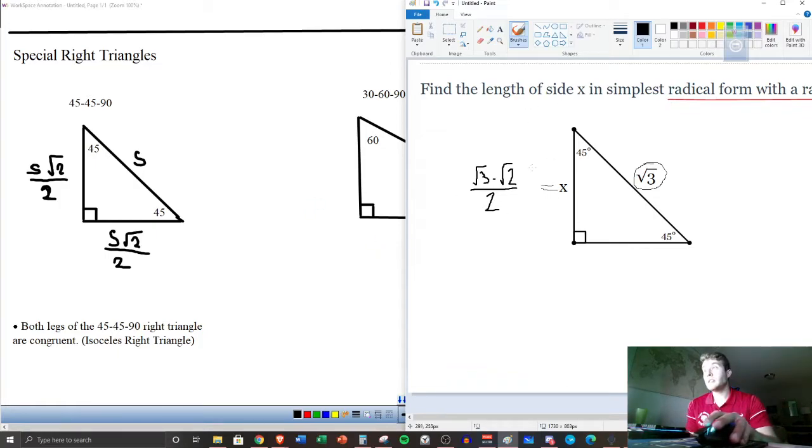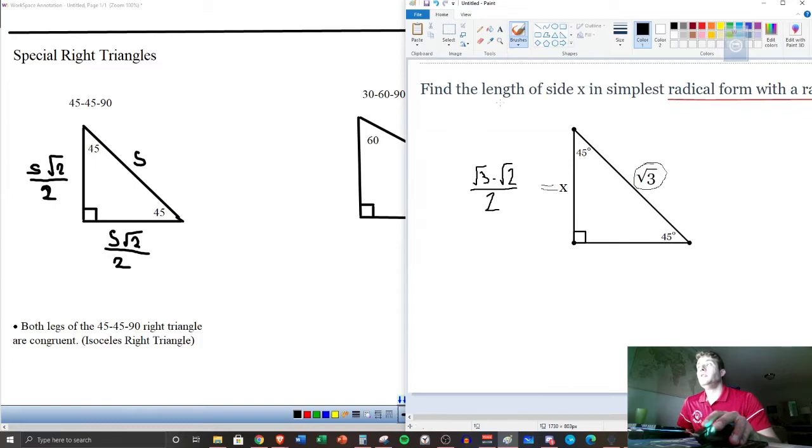Now, the good news is we don't really have to do much algebra here. We just took the hypotenuse and plugged it in, and we didn't have to use any of our trigonometry, like cosine, sine, or tangent with these special right triangles. These are the kind of relationships that we were trying to discover today.